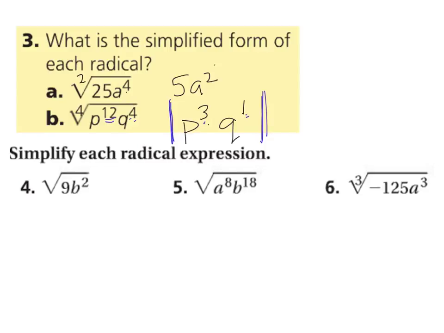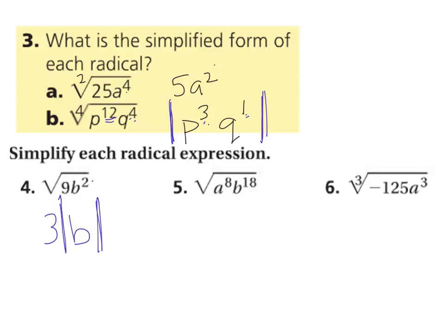Fourth one, you can pause the video and just try them yourself and then check them. Square root of 9 is 3. Square root of b squared would just be b. But again, once I write this b, this is the first power. So this started off as 2, but it ended as 1. So this would have to have an absolute value with it.